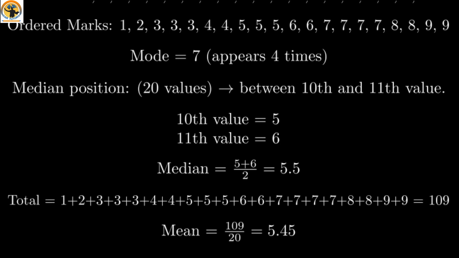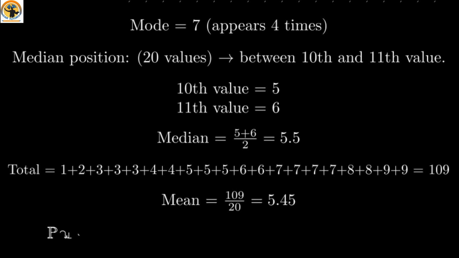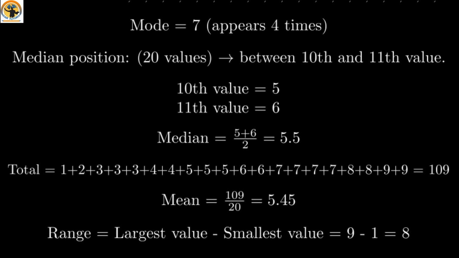Finally, let's find the range. This is the difference between the largest and smallest values. Our largest mark is 9, and our smallest is 1, so the range is 9 minus 1, which equals 8. This tells us the spread of the customer ratings was 8 marks. We have now successfully calculated all 4 measures for this data set. We found the mode is 7, the median is 5.5, the mean is 5.45, and the range is 8.